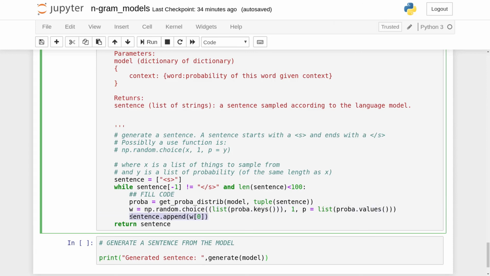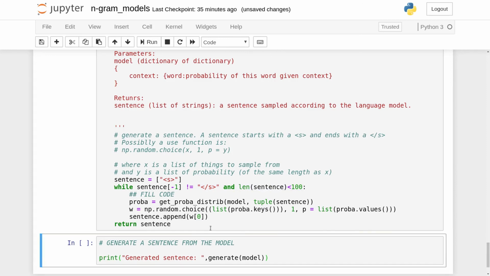So the next time my sentence will be larger, and I will pass it to my get probability distribution. I will get another word, I will get the probability distribution here, and then I will sample another word from this list using the probabilities. I will append it, and so on and so forth, until I sample the end token, or the length of the sentence reaches 100, and then I'll stop.